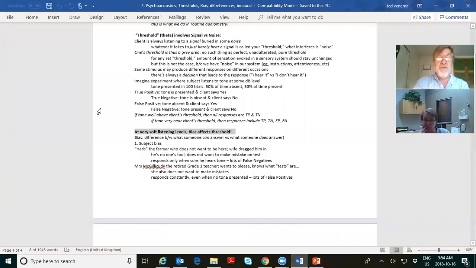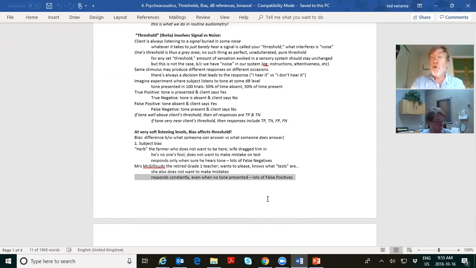Good. Subject bias. There it is. I wrote it again in the notes. Bias, the difference between what someone can answer versus what someone does. Subject bias. Herb. There he is. There's a description of him. He responds only when he hears, when he's sure. He's no one's fool, doesn't want to make mistakes on the test. Mrs. McGillicuddy, the retired first grade teacher, wants to please. She knows what tests are. She also doesn't want to make mistakes, so she responds constantly, even when the tone is not presented. She's got lots of false positives.